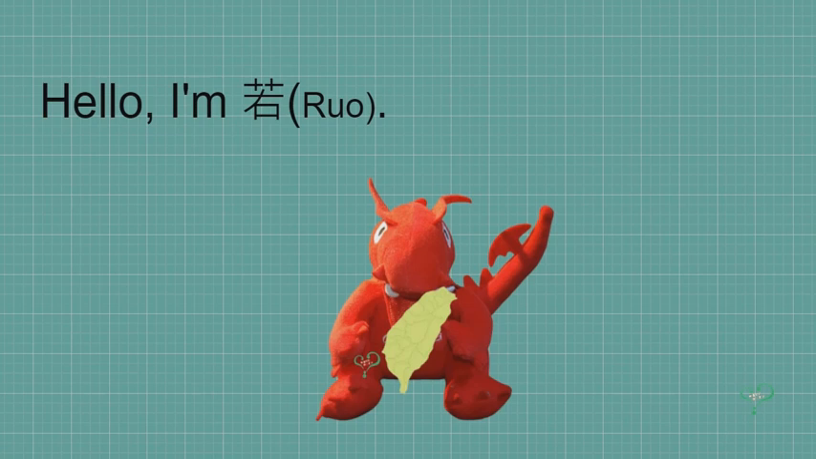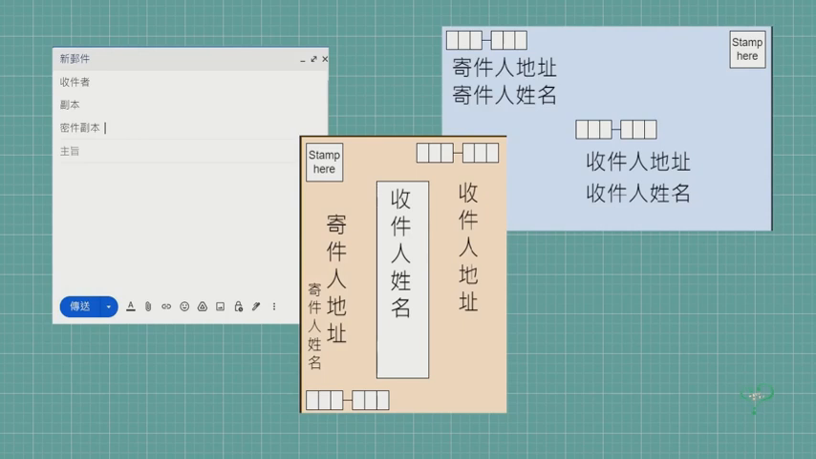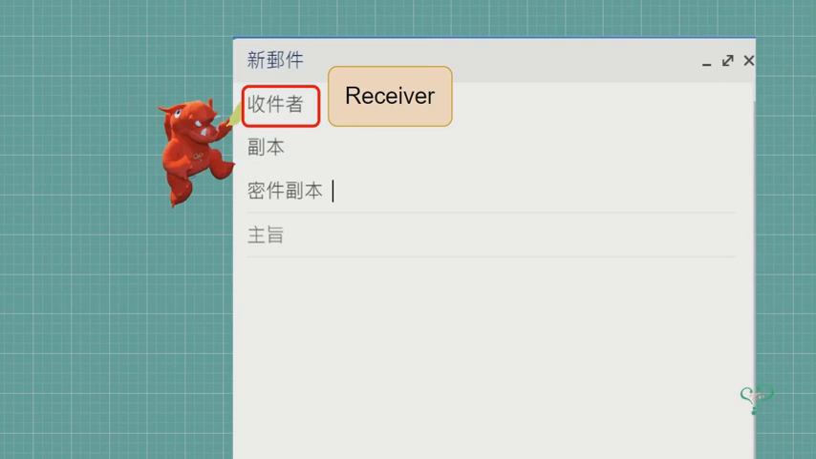Now it's time to know how to write letters and emails. Let's start with the information about the sender and the receiver. Now, email handler. This is an email handler.